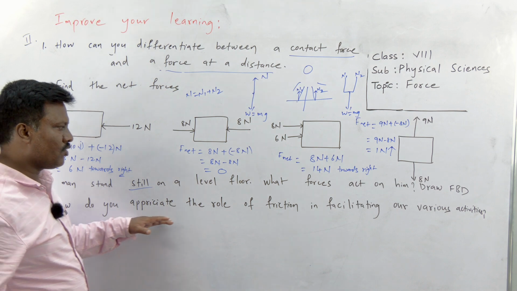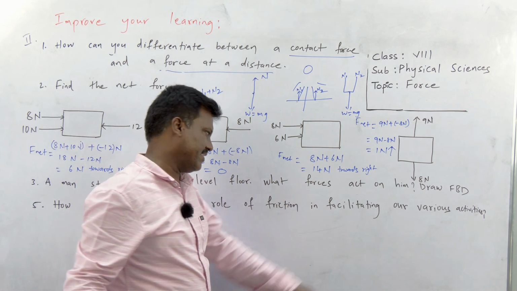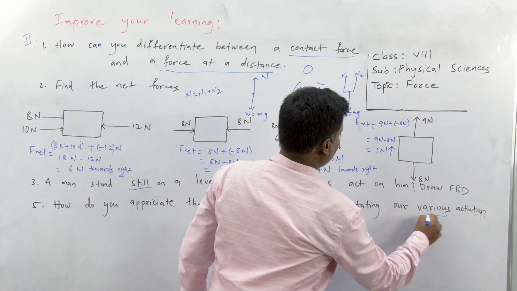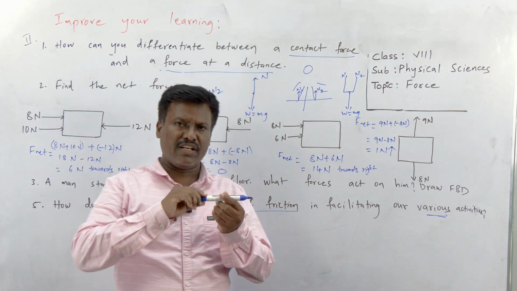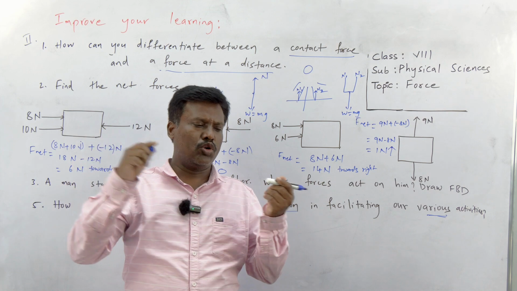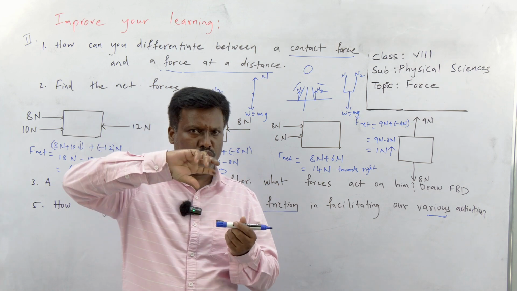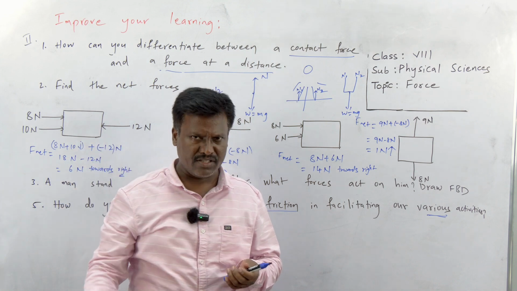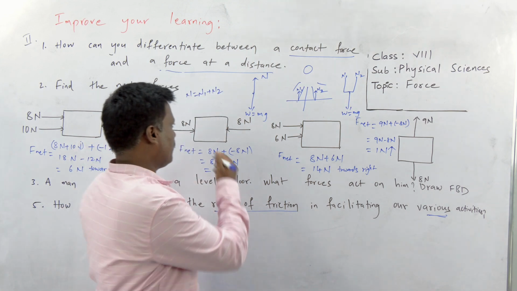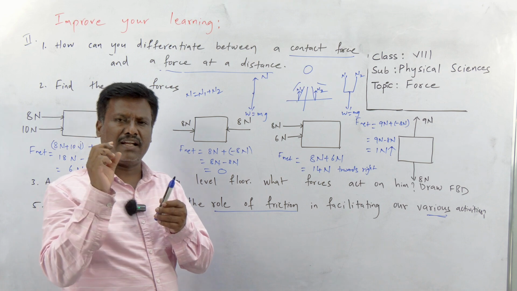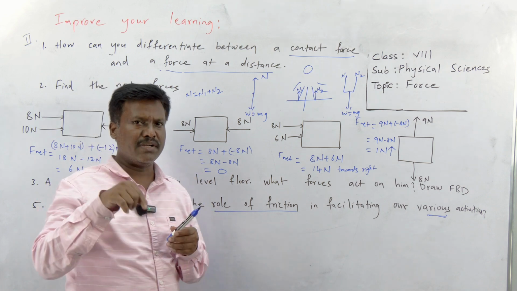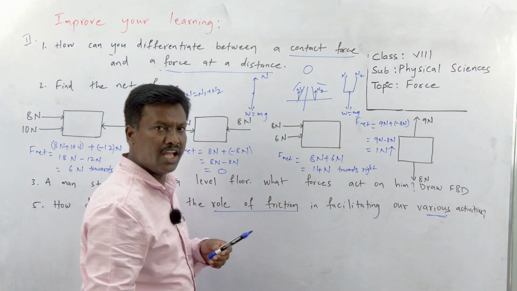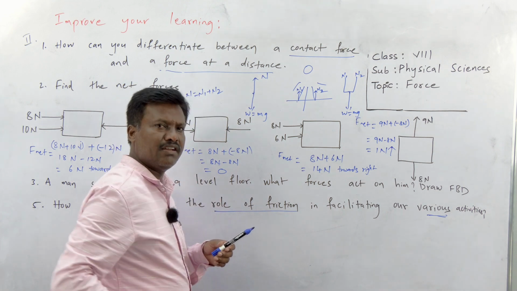How do you appreciate the role of friction in facilitating our activities? Role of friction. How does friction help us to do various activities? Simple. Friction helps us to open the cap. Friction helps us to rotate the cap of the bottle, rotate the tap. Friction helps us to lift the bag. Friction helps us to write. There is a friction between this marker and my fingers whenever I write. There is a friction between your fingers and pen whenever you are writing on the board. There is friction between our feet and floor when we are walking.